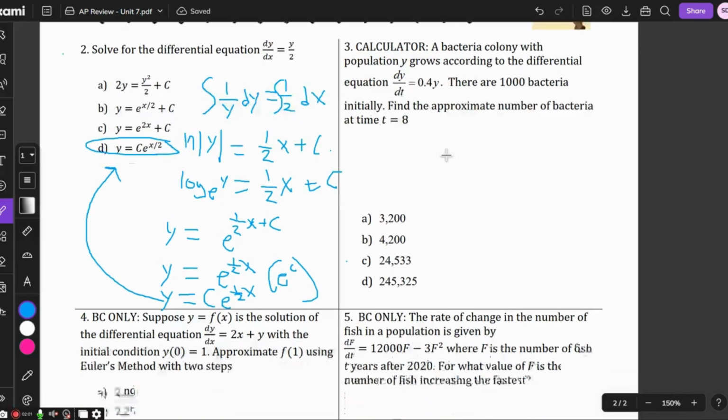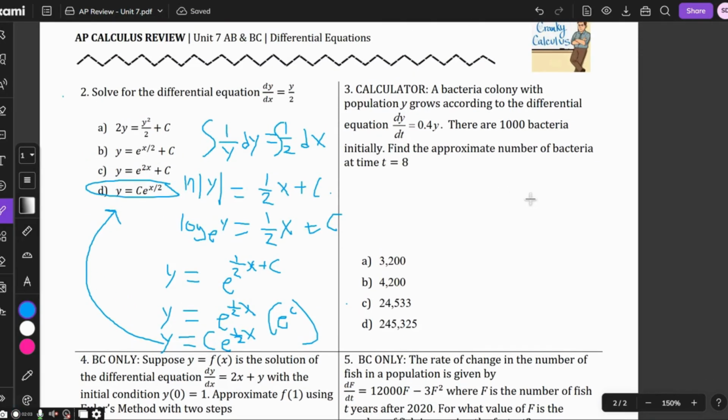Okay, number 3. This is another classic problem that I've seen over my 30 years of experience. So let's think back to our formula sheet. For exponential growth, the differential equation is going to be dy dt equals ky. So what is our k in this problem? Our k is going to be 0.4, right there. And after we integrate this and get an actual equation, we are going to get y equals e to the kt.